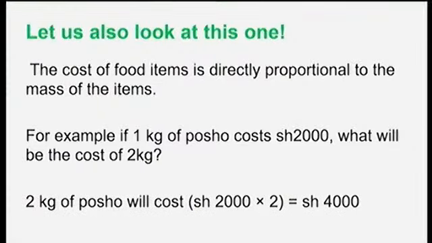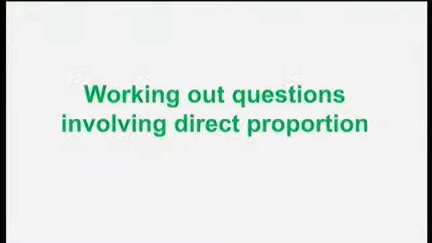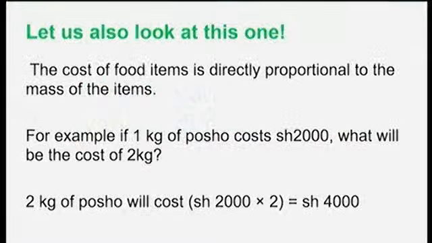2 kilograms will cost 2,000 shillings times 2 to give us 4,000 shillings. We are multiplying by 2 because they are 2 kilograms, and each is 2,000 shillings. So that is another example of direct proportion.